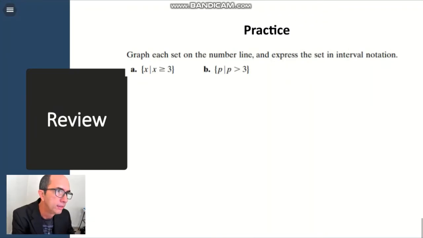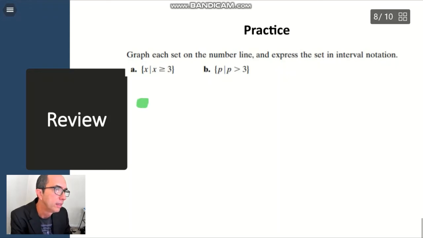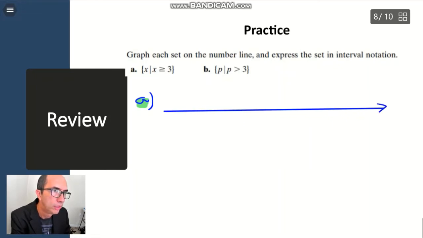We're back, and let's go to letter A. X such that x is greater or equal than 3. So first draw the number line. Always represent the arrows. That means this side goes all the way to infinity, and the left hand side goes all the way to negative infinity. And here in the middle, 0.